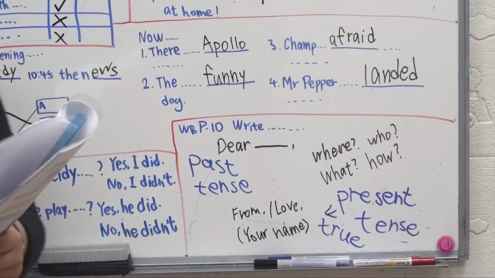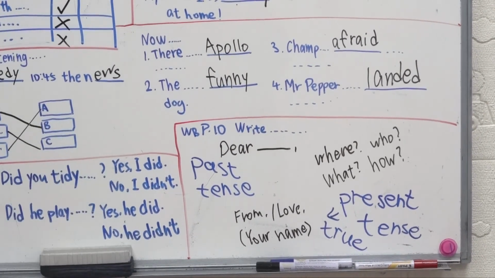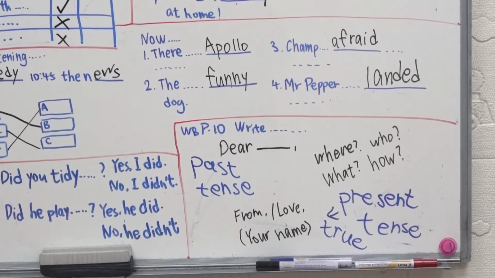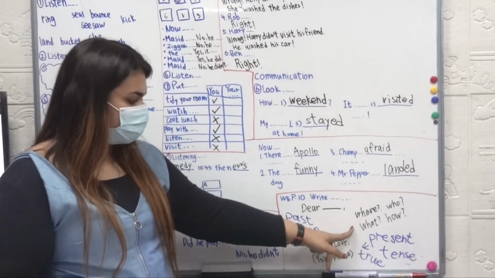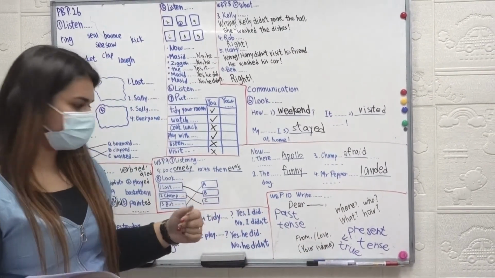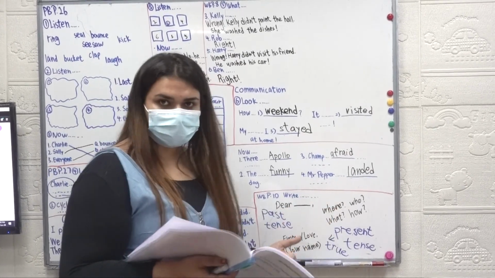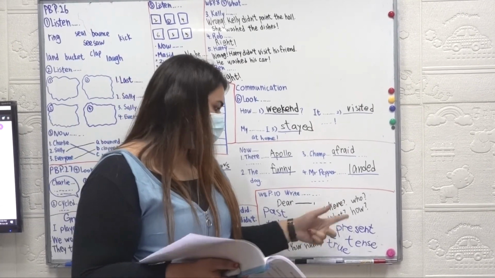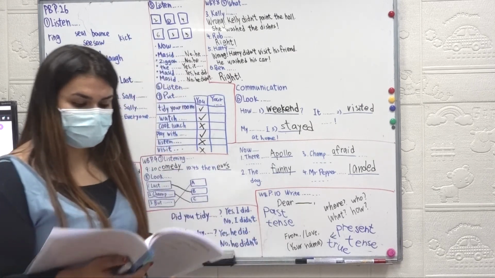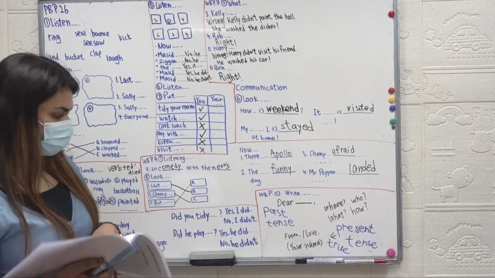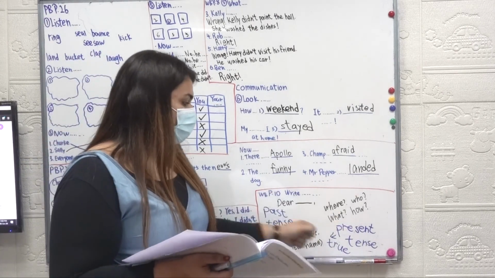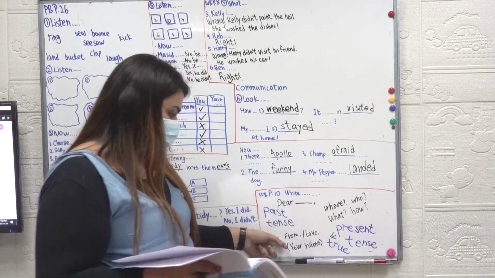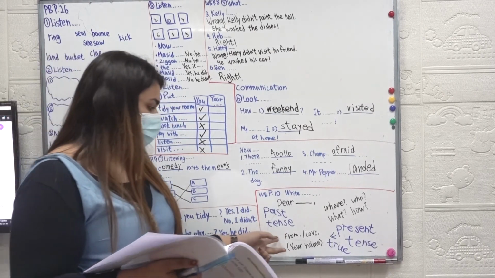Where did you go? Alright, so take your time and think of a friend you want to write to. Where did you go? What did you do? Who was with you, and how was it? How did you spend your summer holiday? Okay, dear someone. And then the body paragraph, you're going to tell me about these, and then you're going to close the letter, like from or love and then your name.